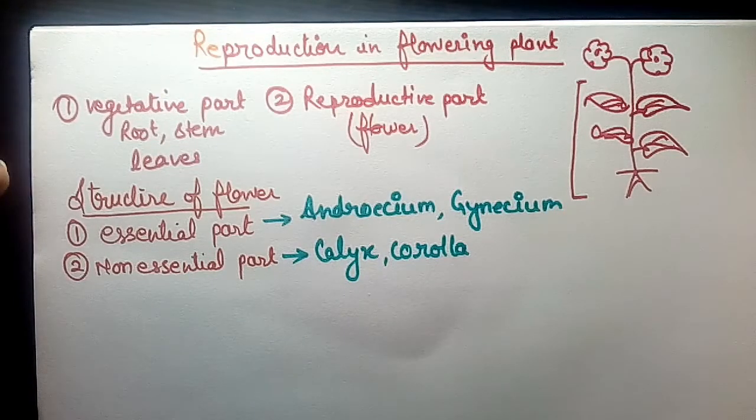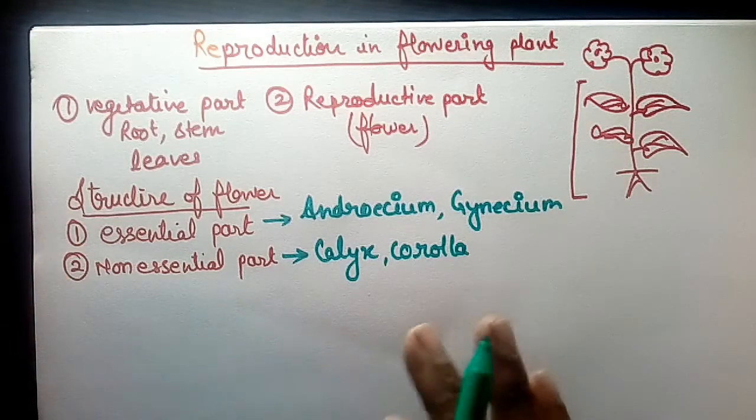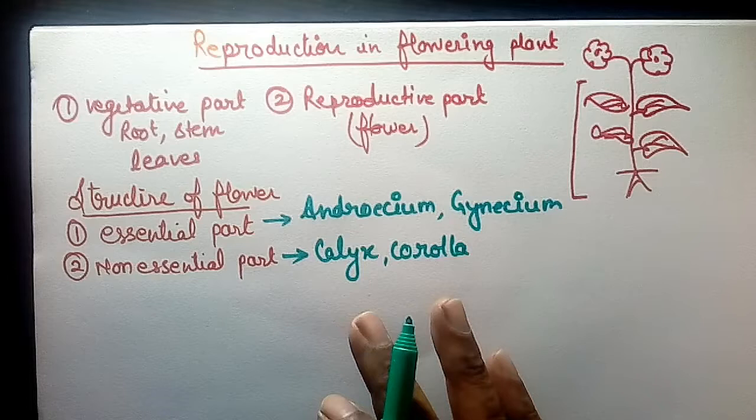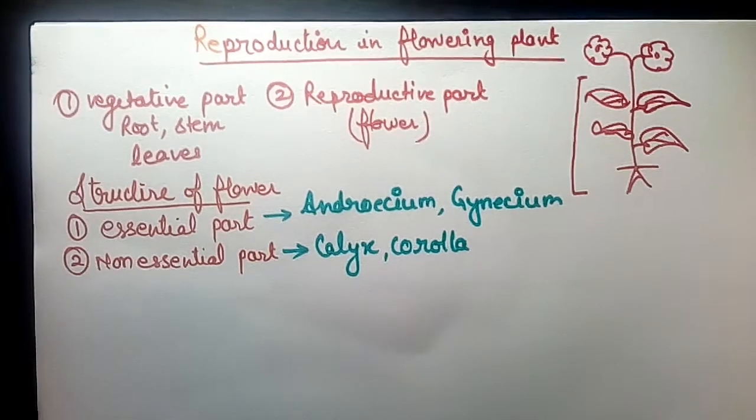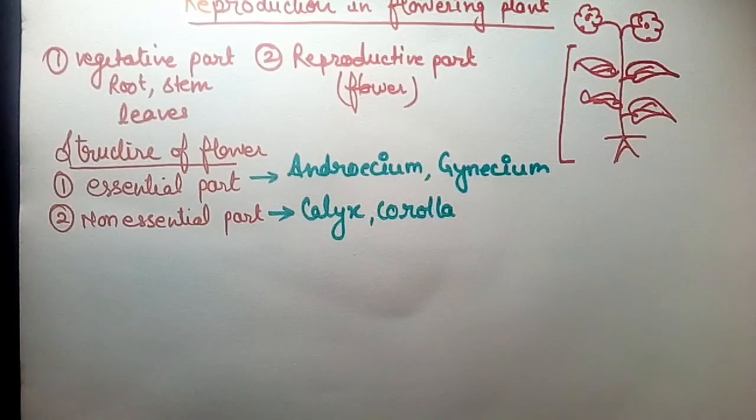The parts of a flower are of two types: essential part and non-essential part. Essential means directly involved in the reproduction process. Non-essential means not directly involved in the reproduction process. It is indirectly involved in the reproduction process, for the attraction of different insects, or we can say it helps in the pollination process. So now we come to the structure.